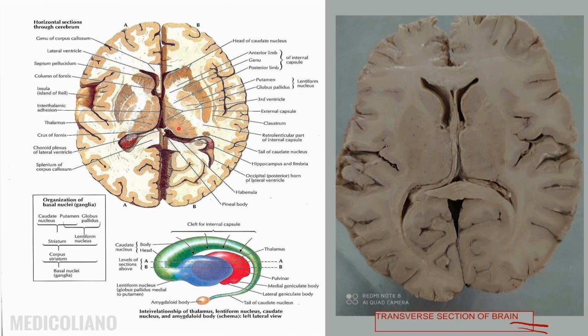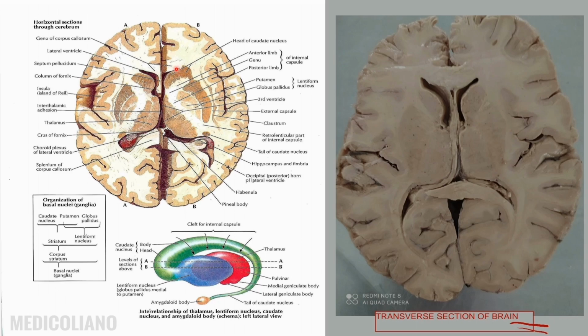Now moving towards important white matter structures in the transverse section of brain are internal capsule. This is the internal capsule. External capsule. The external capsule is situated deep to the claustrum. This is external capsule which is situated deep to claustrum. Claustrum is gray matter structure.